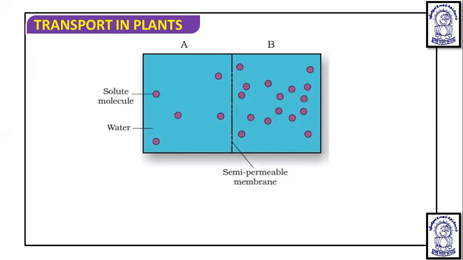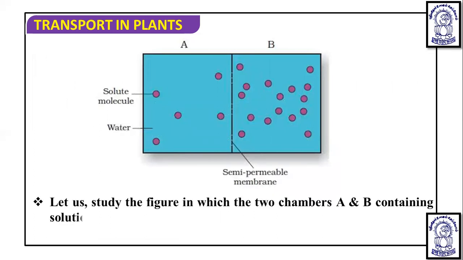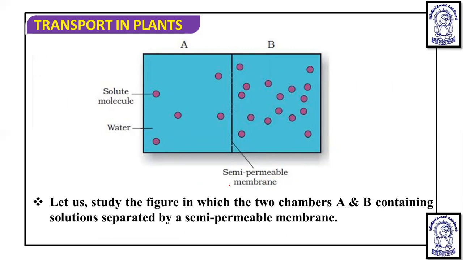Now these are the two beakers, A and B. Let us study this figure, in which two chambers, A and B, containing solution are separated by a semi-permeable membrane. You can see this is a semi-permeable membrane. Here it is the NCERT diagram. These are solute molecules. This is the water, and here fewer solute molecules are there, and here more solute molecules are there.